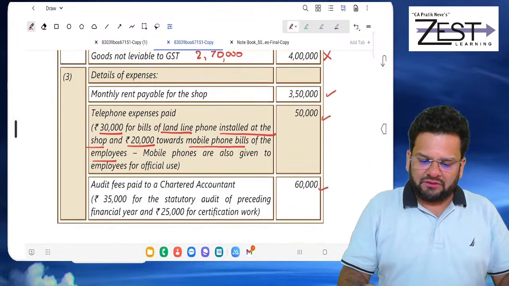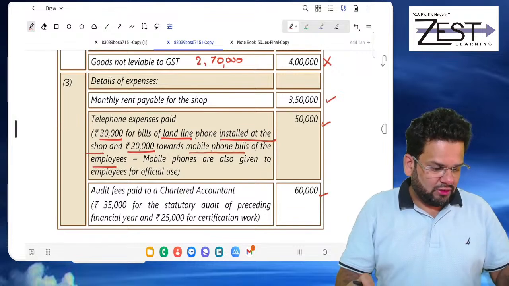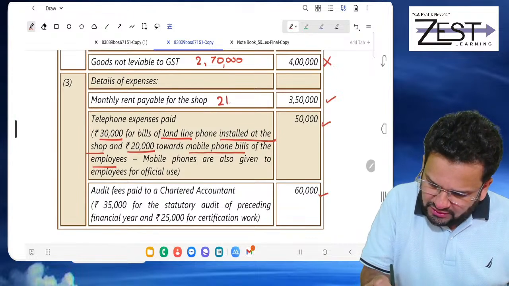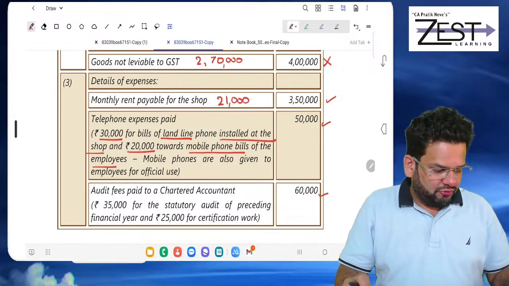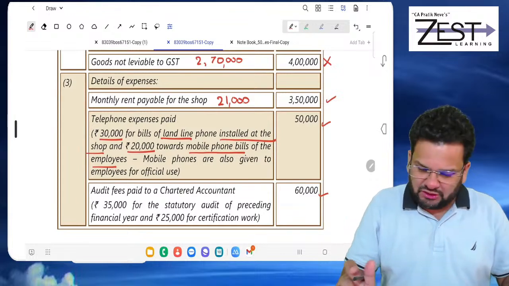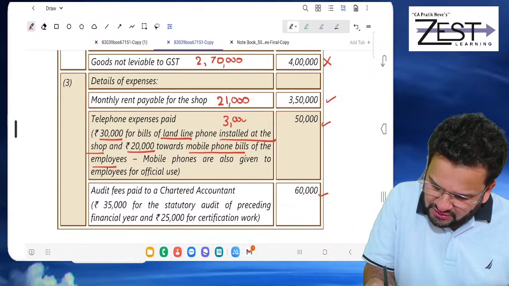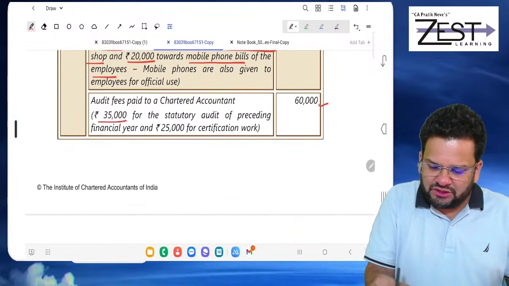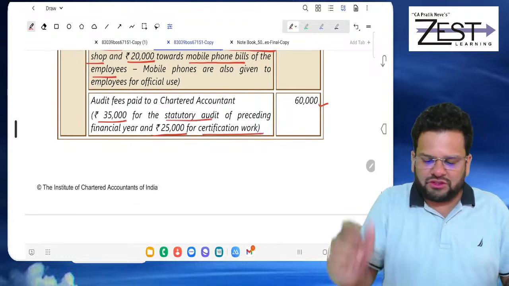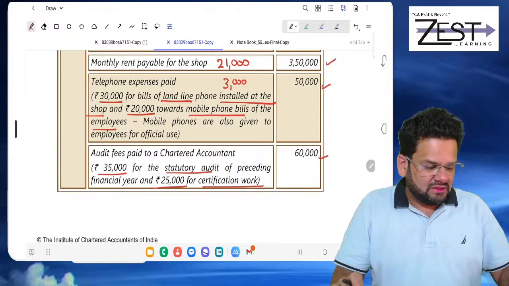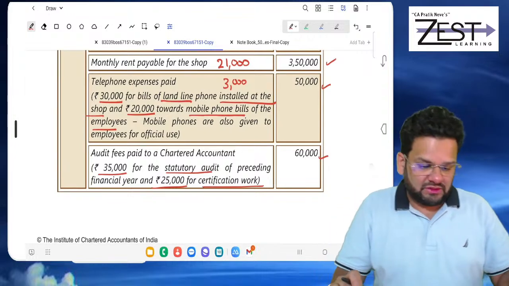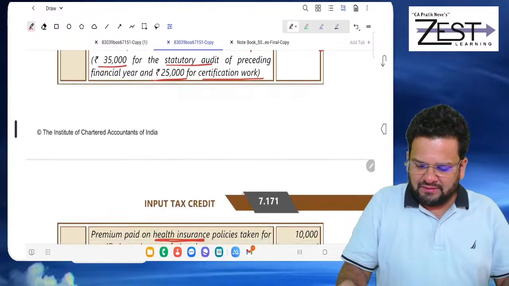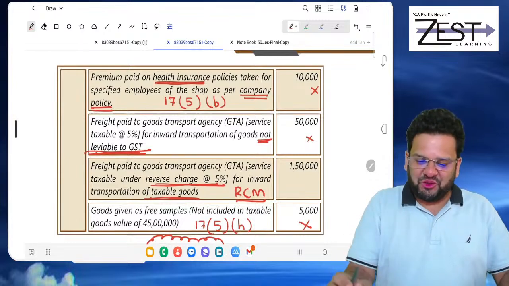Then on 3,50,000, can you calculate at 6%? That is 21,000. On 50,000, can you calculate at 6%? That will be 3,000. On audit fees, that's okay. That's 35,000 for statutory audit and 25,000 for certification work. That doesn't matter. Both are in the course or furtherance of business. So it will be 3,600.